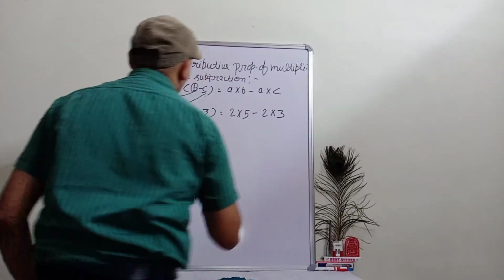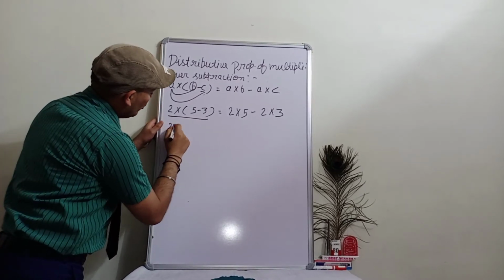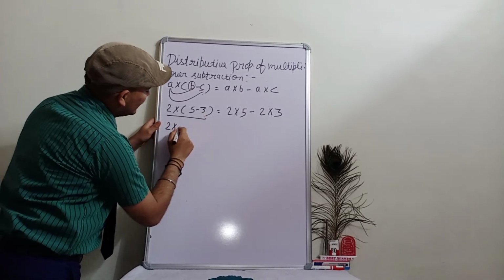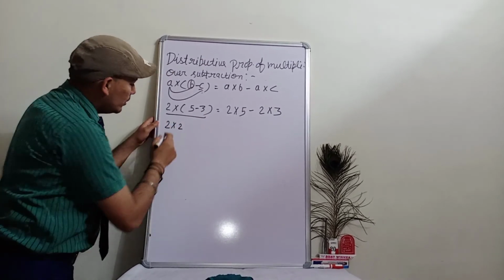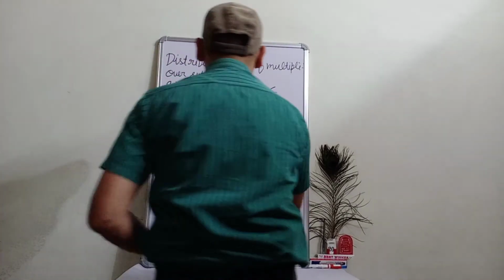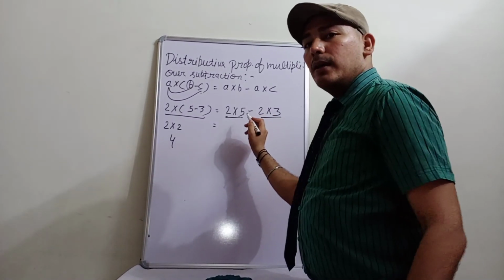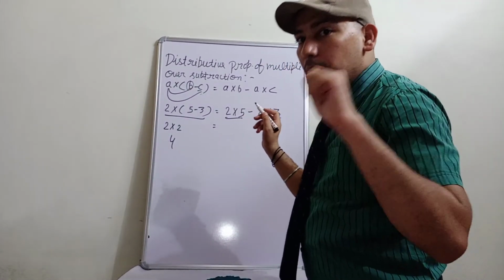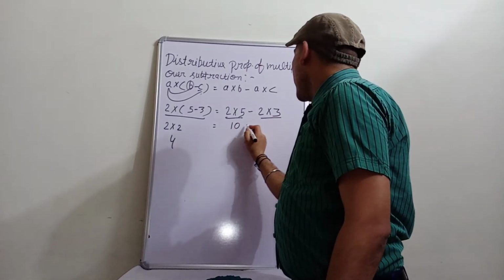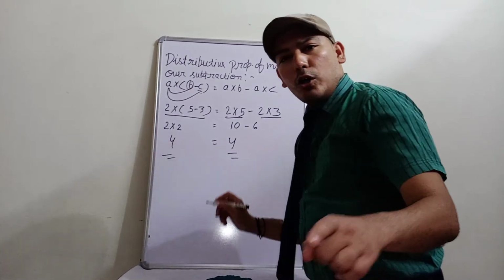Then first we will solve this part. 2 into, solve the bracket according to BODMAS. So 5 minus 3, 2, and 2 2s are 4. Now see, what is this answer? What will we do first? Multiply or subtract? Multiply. So 2 5s are 10. 2 3s are 6. 10 minus 6, 4. Is the answer the same or not?